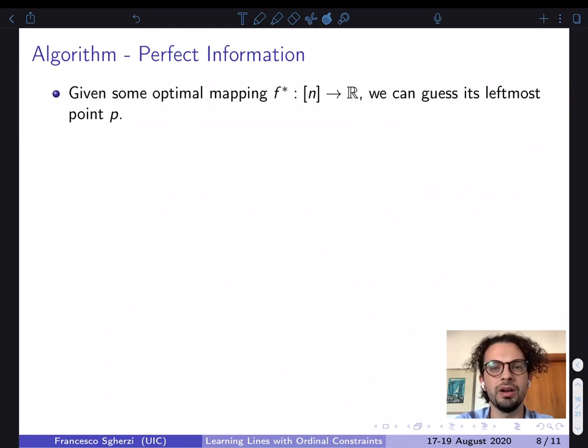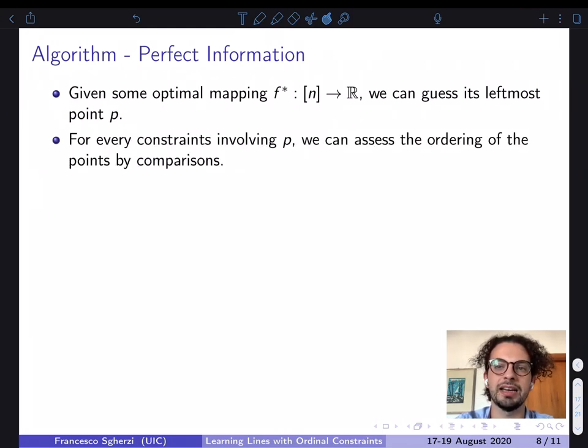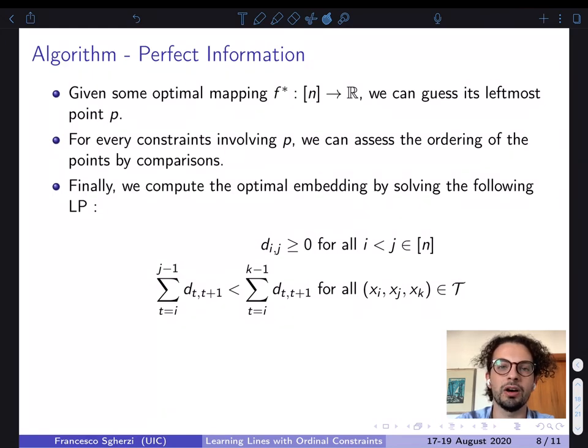For some optimal mapping, we can guess the leftmost point on the line, and then, for all points in our point set, we can decide which comes before and which comes after, based on which constraint is in the constraint set. After that, computing the optimal embedding can be done by computing a feasible solution to the following LP. Note that, by using an LP as a means to retrieve the embedding, we can correctly identify a posteriori if we are handling the perfect information or imperfect information case. In the case that the LP is infeasible, we find ourselves in the imperfect information case, and therefore we need to use another algorithm to find the solution.